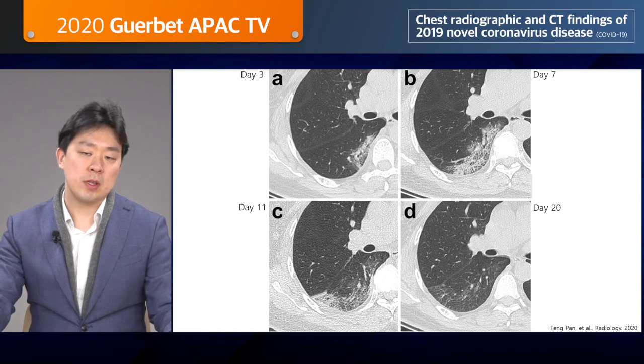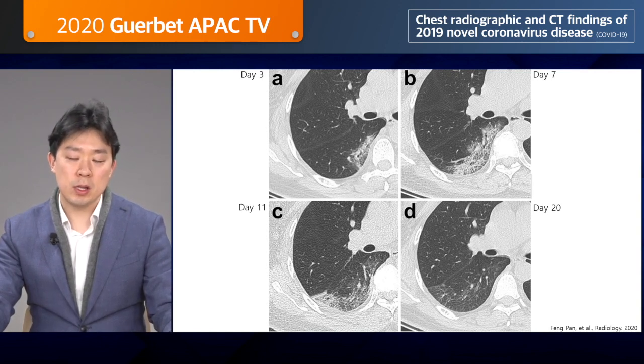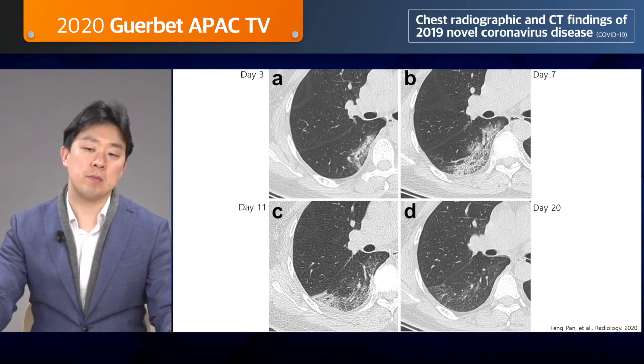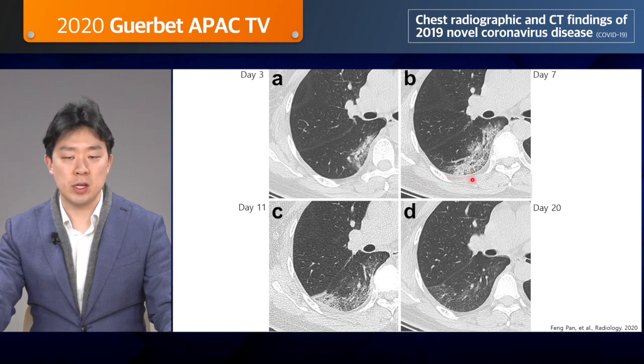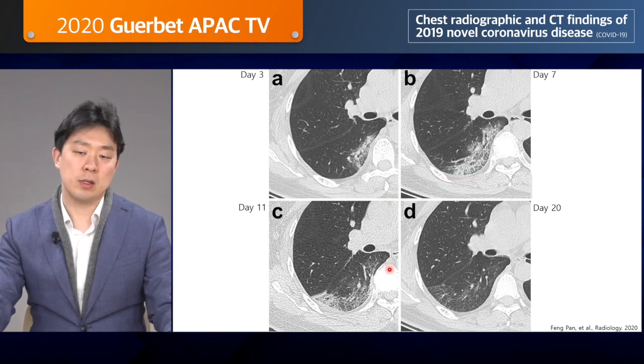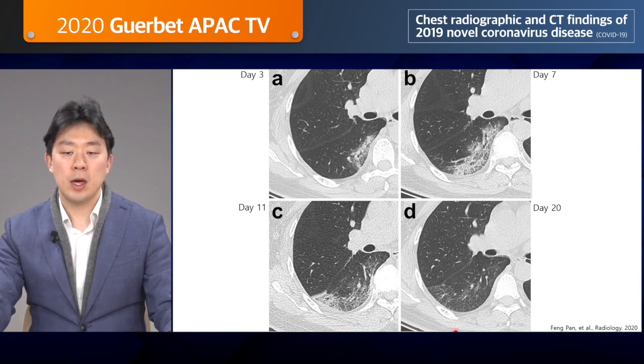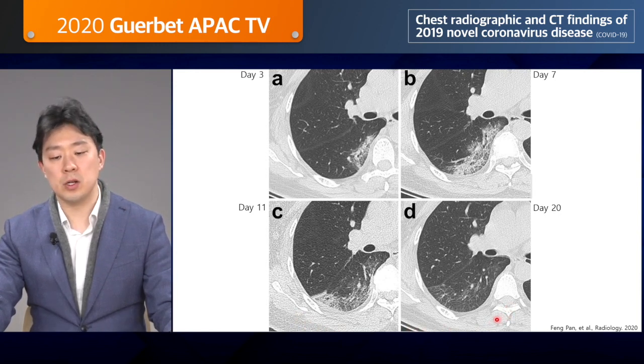The representative CT images illustrate a typical temporal evolution of COVID-19 pneumonia. On the third day after symptom onset, COVID-19 initially manifests as a patch of ground glass opacities with some consolidation in subpleural areas on the right lower lobe. On the 7th day, the lesion extent increased, and on the 11th day, some of these lesions disappeared and new lesions appeared. On the 20th day, the lesions are nearly resolved.